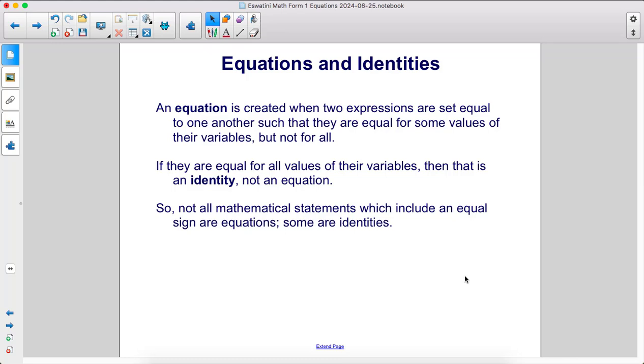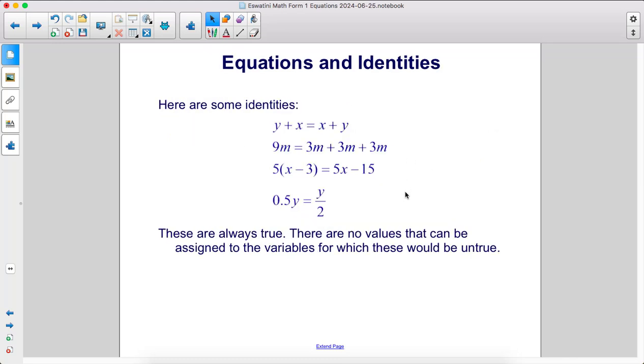So not all mathematical statements which include an equal sign are equations. Some are identities. Here are some identities. y plus x always equals x plus y. 9m equals 3m plus 3m plus 3m. 5 times (x minus 3) is equal to 5x minus 15. And 0.5y equals y divided by 2. These are always true. There are no values that can be assigned to the variables for which these would be untrue.